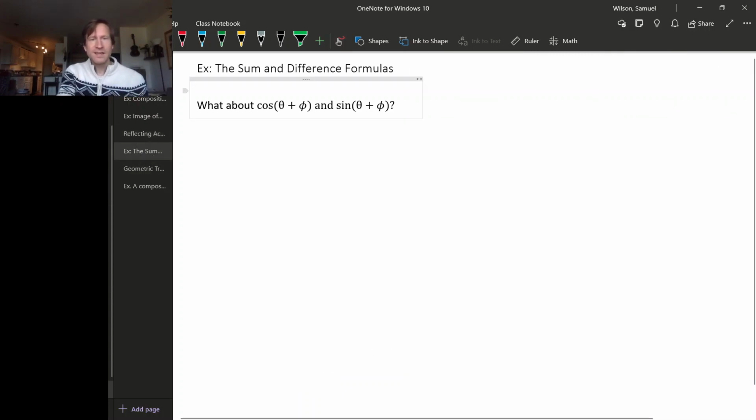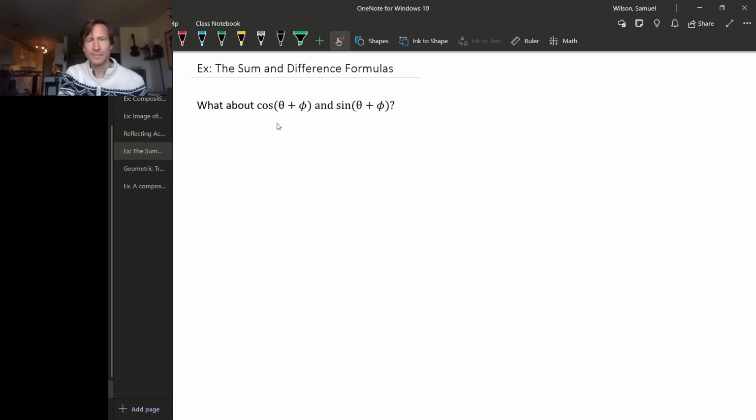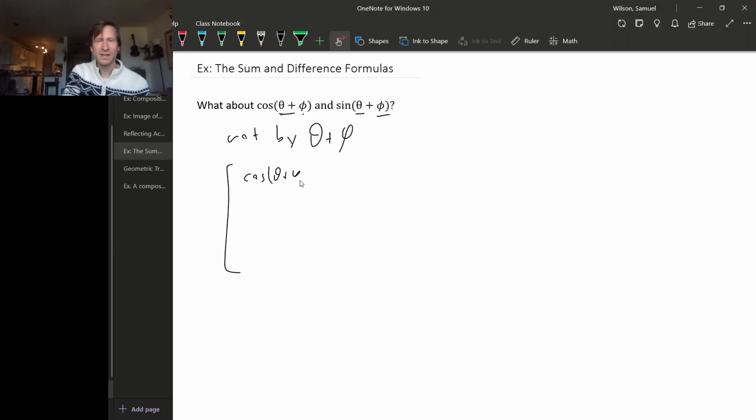So let's think about rotating by a sum of two angles. If we write down the matrix for rotation by a sum of theta and phi, we get some cosines and sines. We get cosine theta plus phi, minus sine theta plus phi, sine theta plus phi, and cosine theta plus phi.